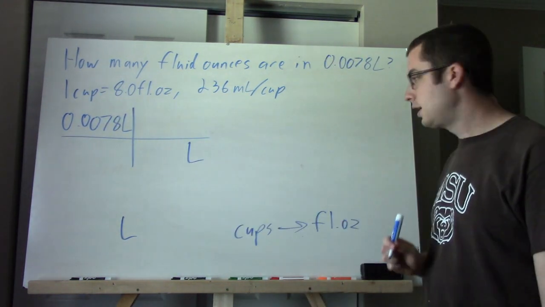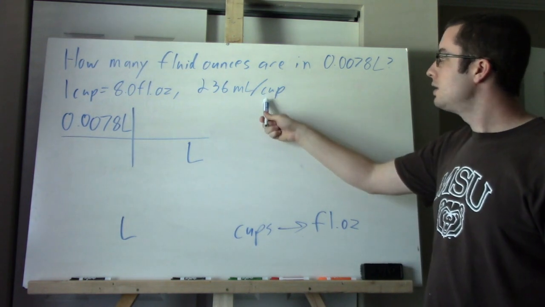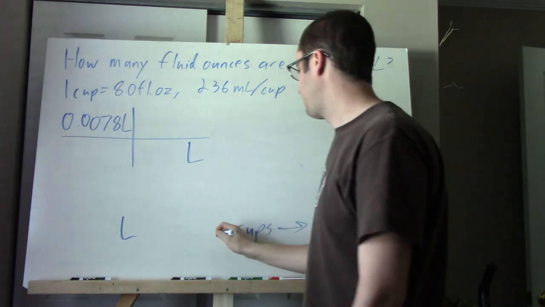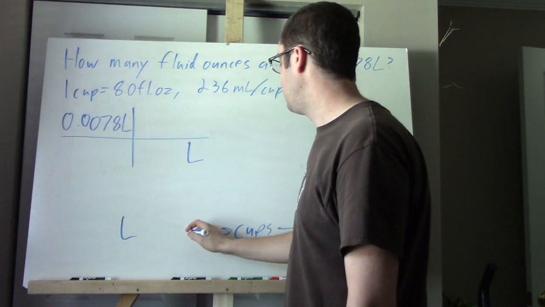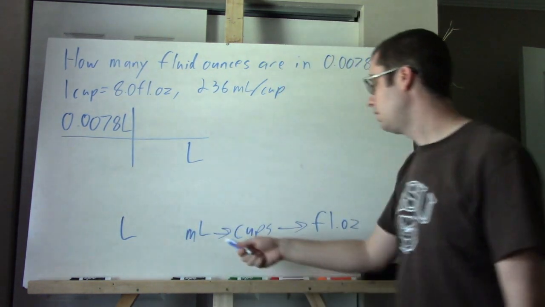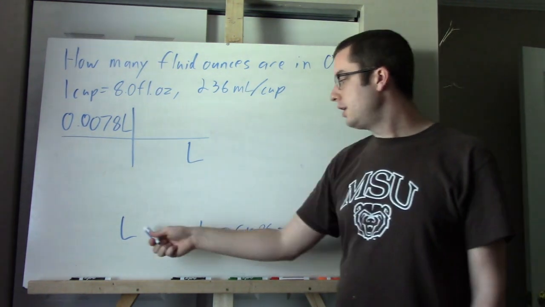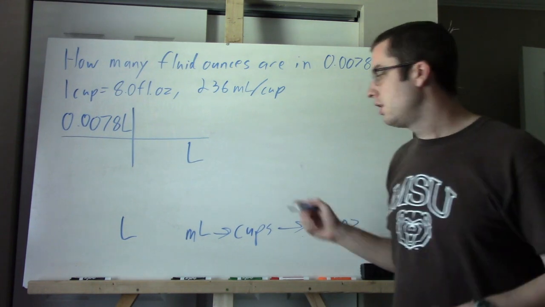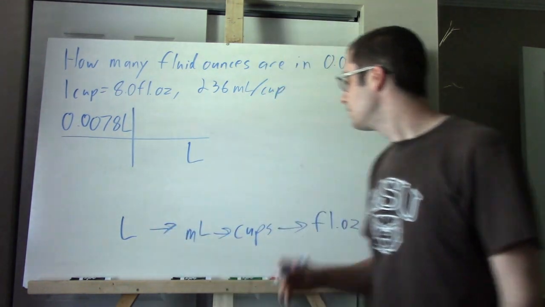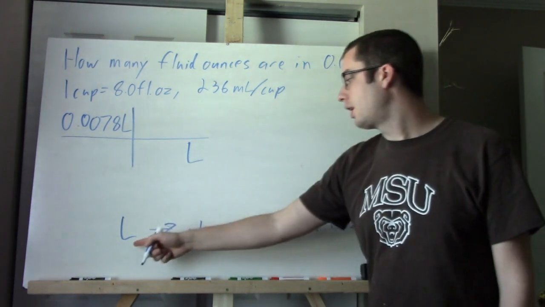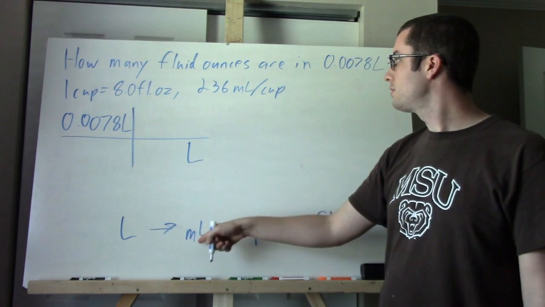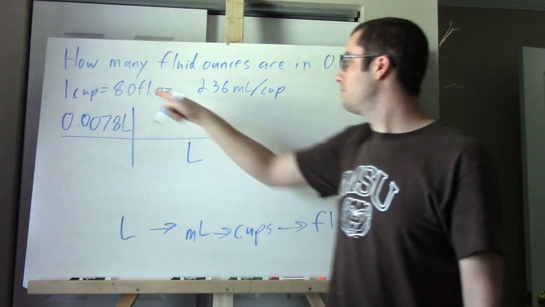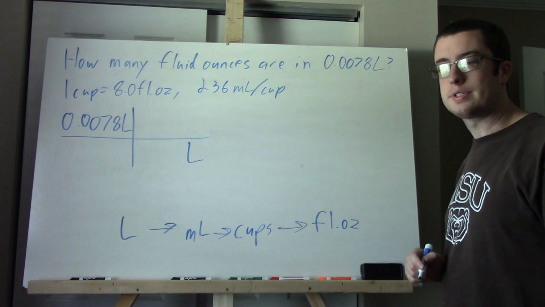I don't have anything to connect liters and cups though, but I see I have cups again. Cups and milliliters are connected with each other. So we can go from milliliters to cups, and then now I've got liters and milliliters. Those are just standard metric units, so I know that I can go between them. So now I've got my order. I know I'm going to go from liters to milliliters, then I can use this to go from milliliters to cups, and then I can use my cups to get to fluid ounces.